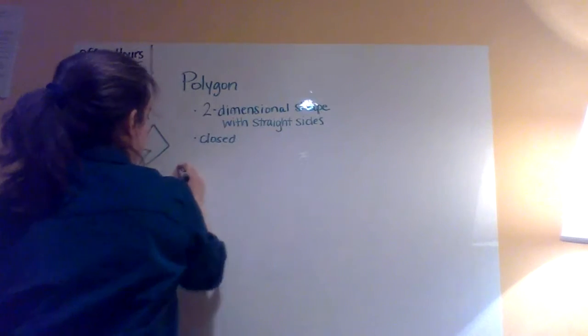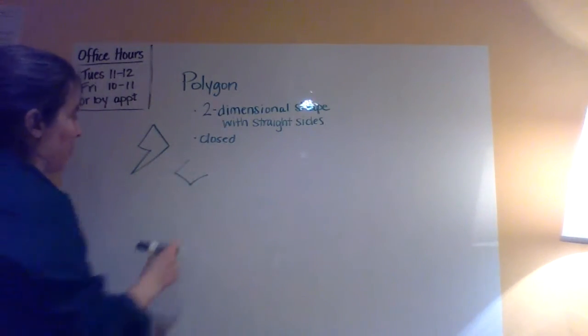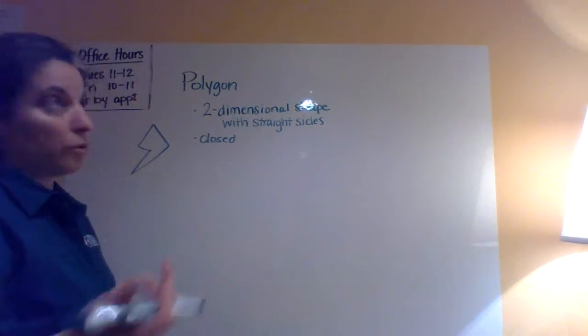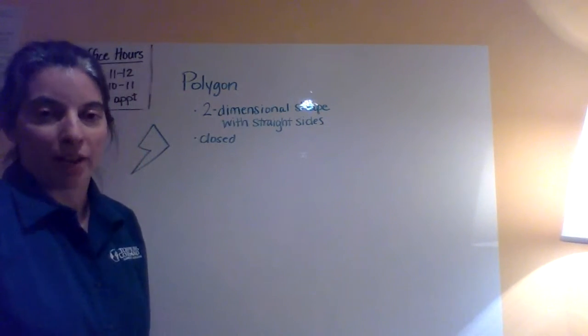So you can't say, oh well, this is my polygon. Okay, that's not a closed shape. It doesn't come back. So polygons are triangles, rectangles, rhombuses, octagons. Those are all polygons. Okay.